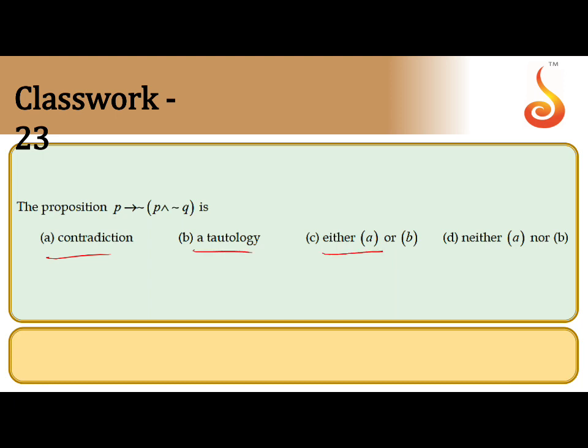Next, the proposition which is a contradiction, tautology, either tautology, either A or B, neither A nor B. So what is here? We can take a truth table. If the last column of the truth table is completely false, that is called a contradiction. Completely true is called a tautology. For this question we can prepare the truth table, then you can get the answer properly. So the statement is P implication negation of P and negation of Q.